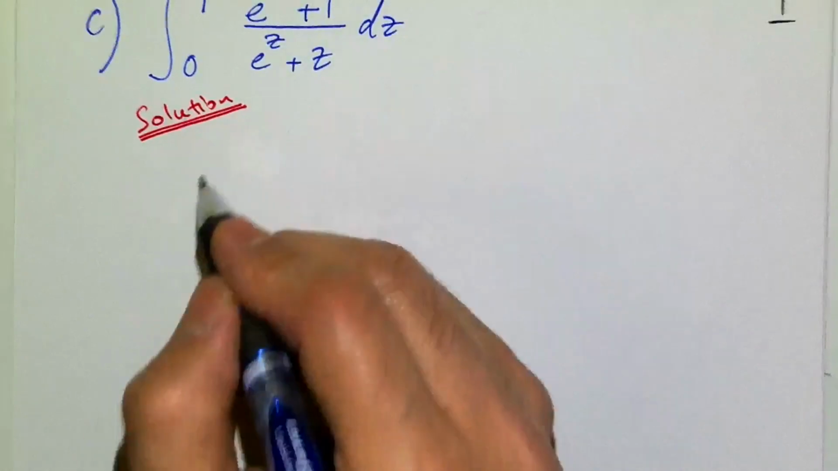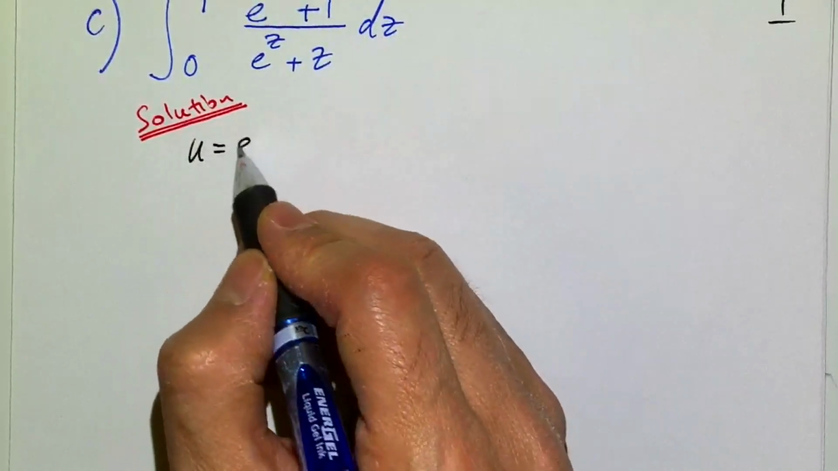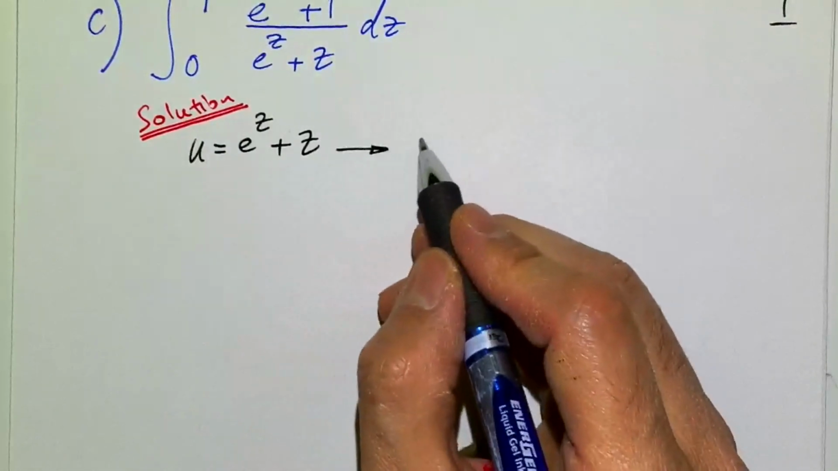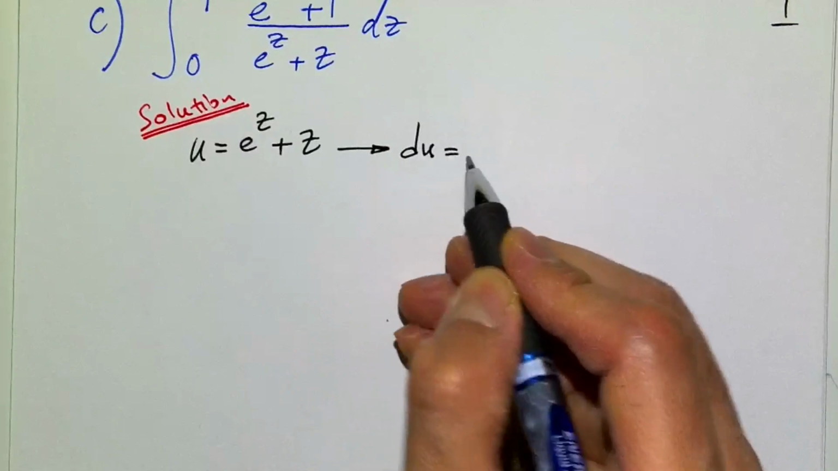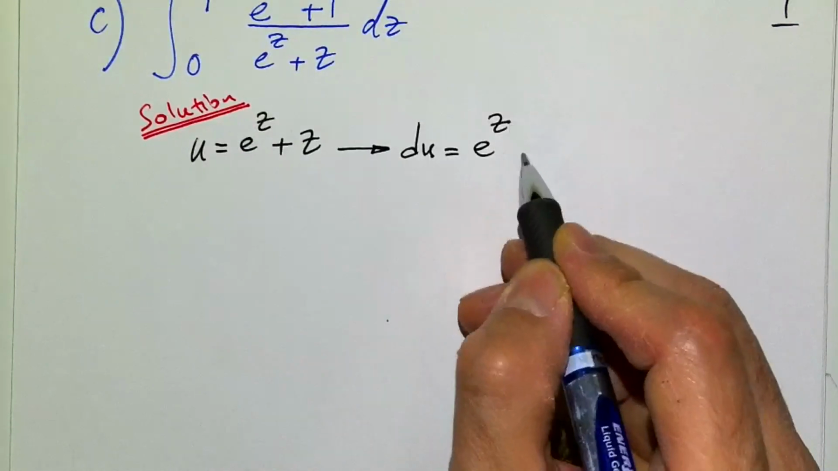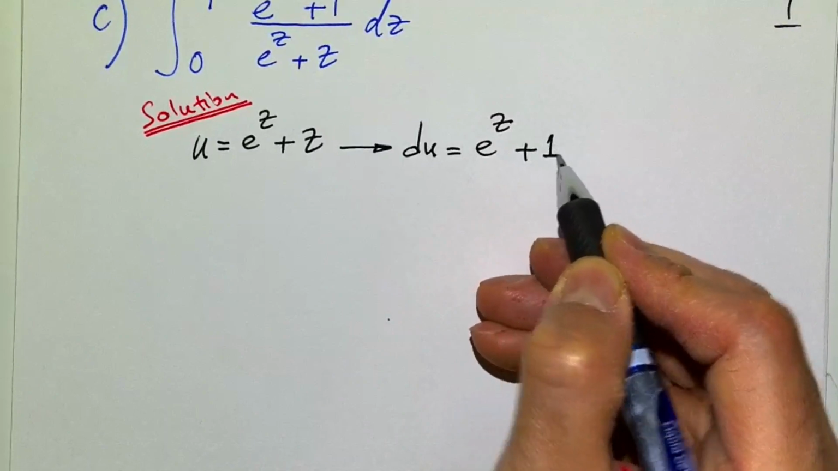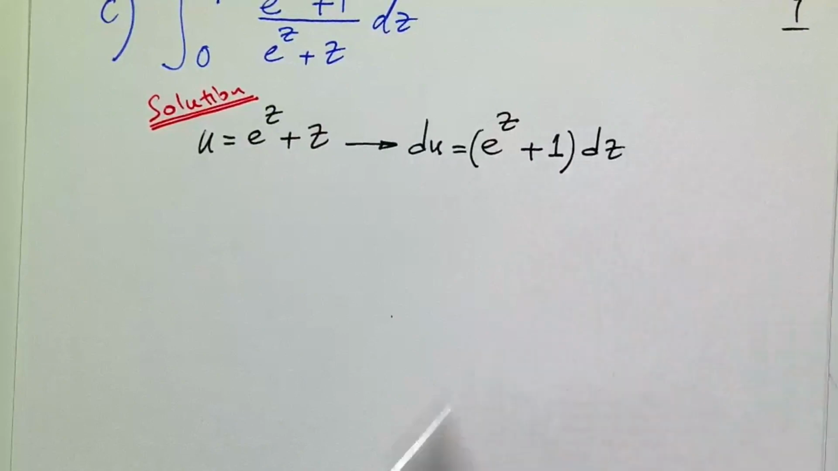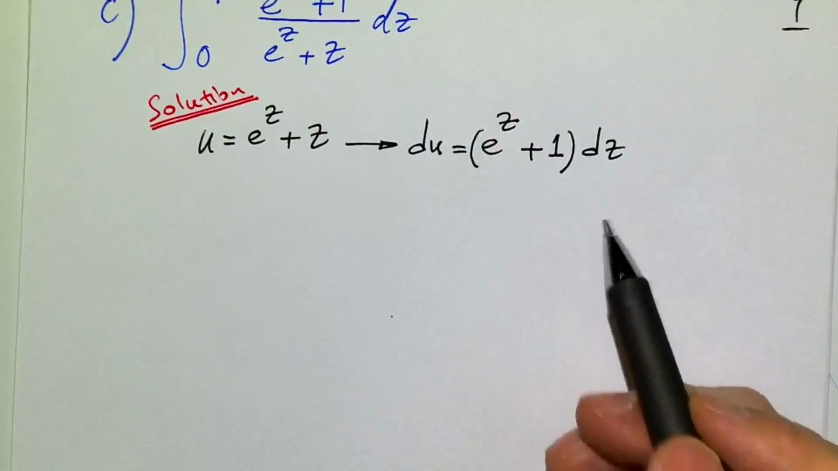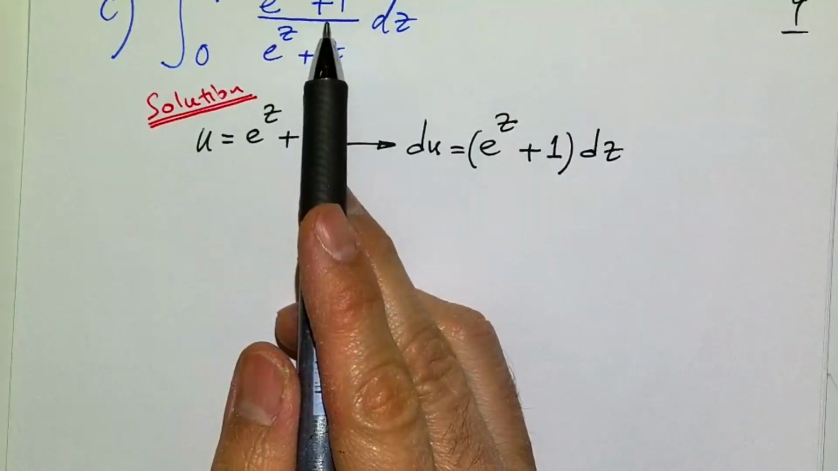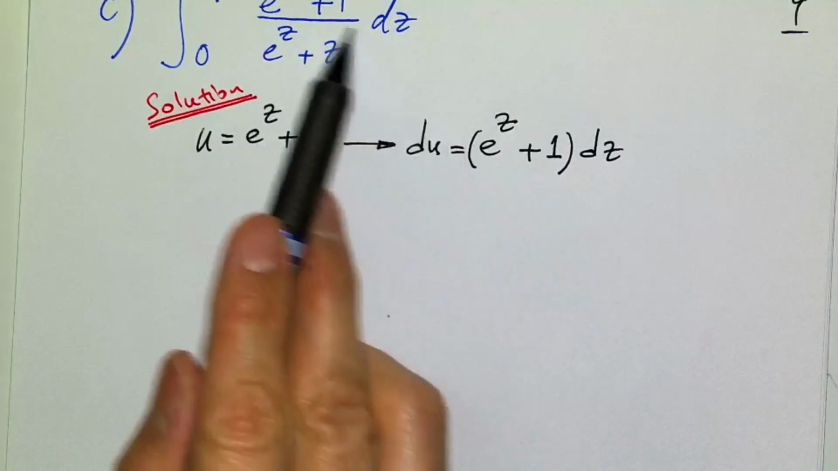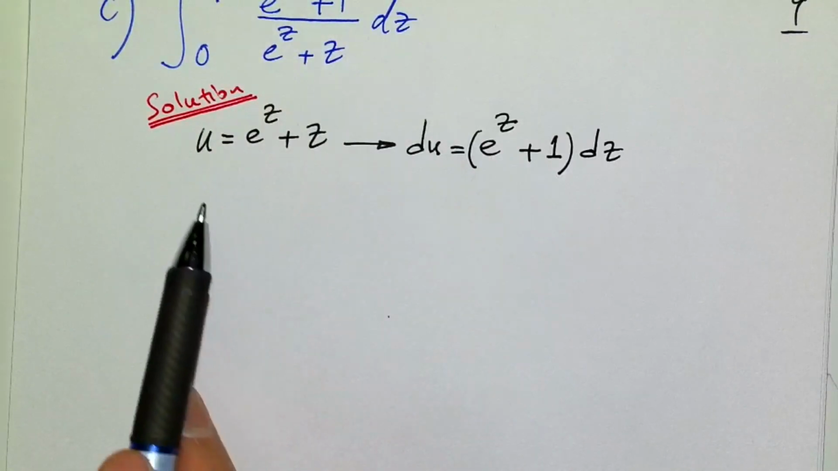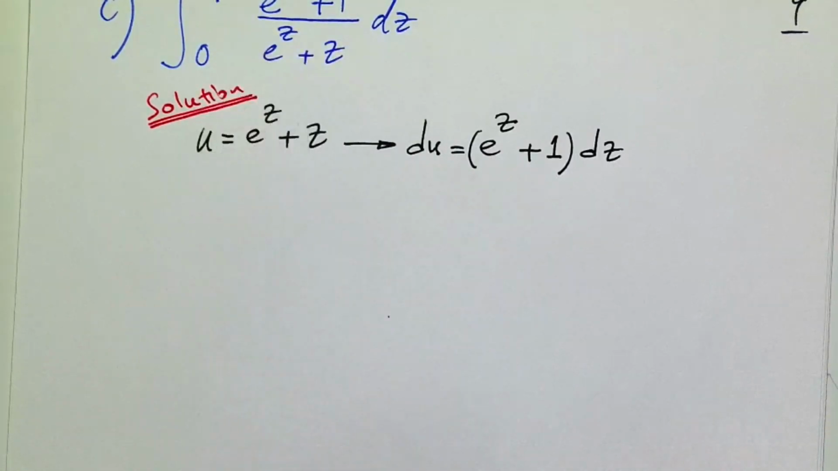So let's set u equal e to the z plus z. Therefore, we know that du would be e to the z plus 1, of course, dz. Okay? Look at that. It's e to the z plus 1 dz. Right? So it's an easy substitution right there.